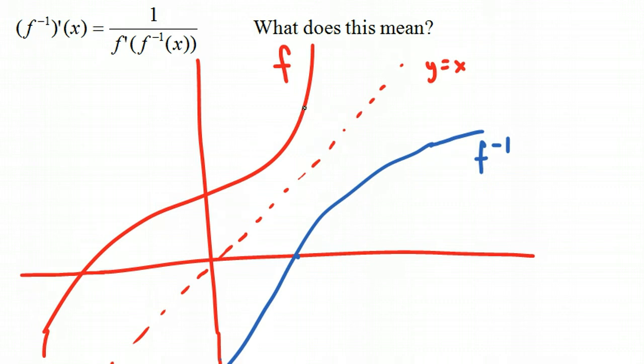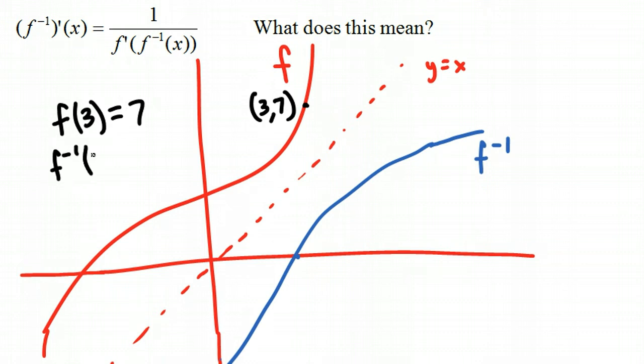Now let's take a particular point on f, and let's suppose the coordinates here are (3, 7). What does it mean to say that (3, 7) is on the graph of f? Well, it means that f of 3 is equal to 7. Now if f of 3 is equal to 7, f inverse of 7 will equal 3. Really, that's what f inverse means. If f of 3 is 7, f inverse of 7 will be 3. So the point (7, 3) is going to be on the graph of f inverse.